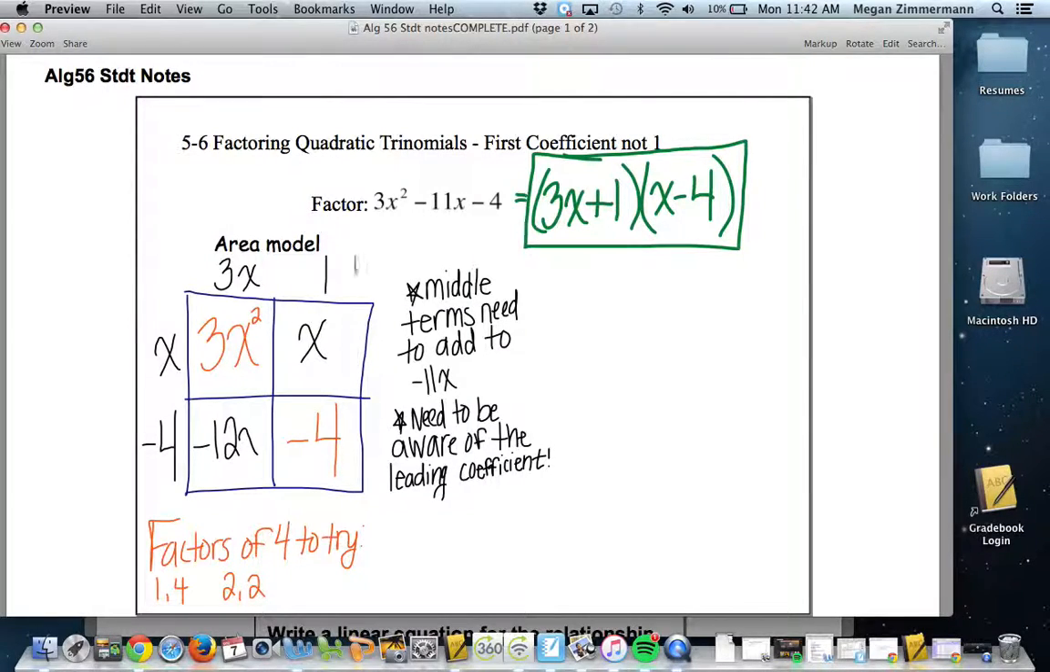And notice you can't switch this 1 and 4, so it's not going to be able to be 3x minus 4 and x plus 1, because if we switched it around here, this would be a 1 instead of a negative 4, and you get 1 times 3, which is 3x, and then this would be a negative 4, and this would be negative 4 times x, which is negative 4x, and that wouldn't add up to give you your negative 11x for the middle terms. So you have to make sure they're all in the correct spots.